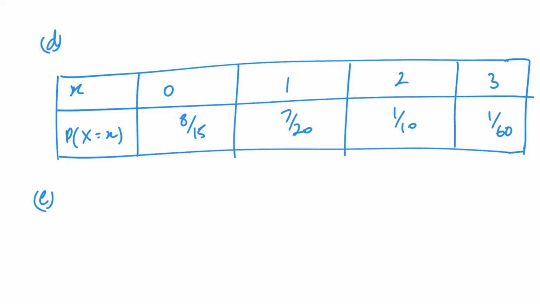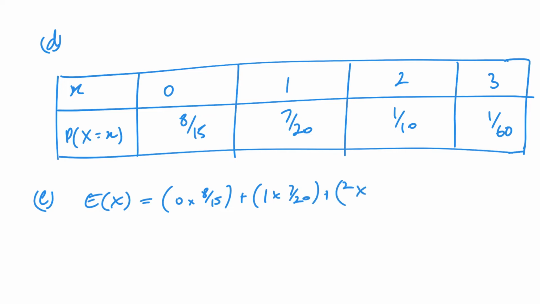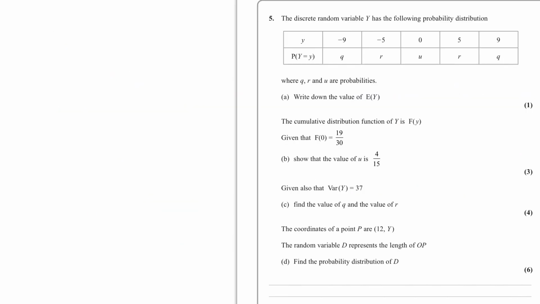Then part E is finding E of x. So if you remember, that's just x times the probability. So 0 times 8/15 plus 1 times 7/20 plus 2 times 1/10 plus 3 times 1/60. And that will give me 3/5, or 0.6. Okay, let's have a look at question 5.